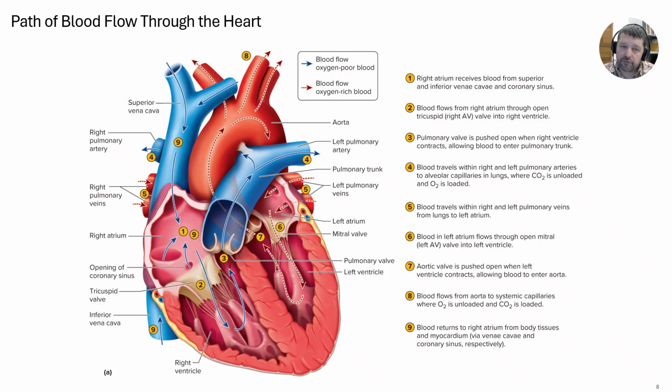In this case, poorly oxygenated blood will move into the right ventricle. Oxygenated blood would move into the left ventricle. Once the atria relax, the ventricles contract and force the blood out of the heart. From the right side, that blood will move through the pulmonary trunk.